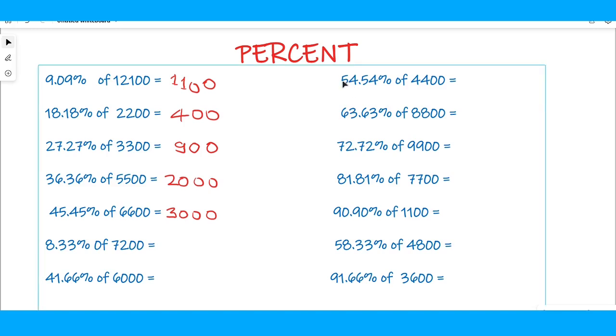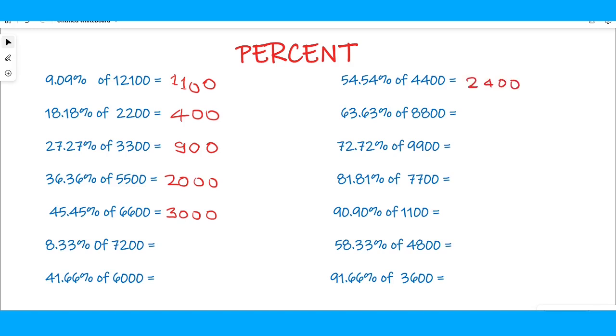54.54%. This is 54.54% of 4400. 54.54% is 6 upon 11. And on dividing 4400 by 11, we get 400, and 6 times of 400 is 2400. Thus 54.54% of 4400 is 2400.